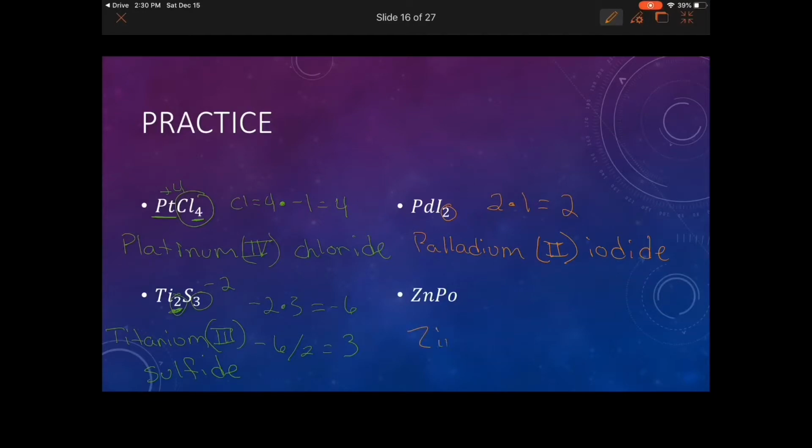Naming the cation, we're going to write zinc, indicating its charge with a Roman numeral. It's going to be 2. In polonium, we're going to name polonide. So this is zinc(II) polonide.